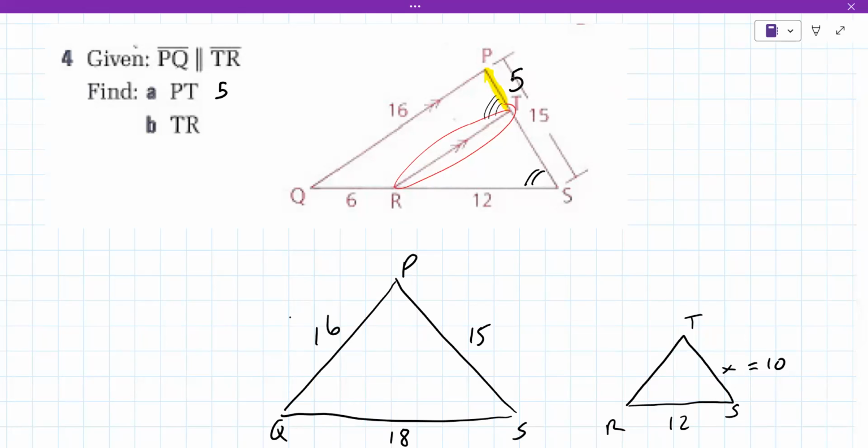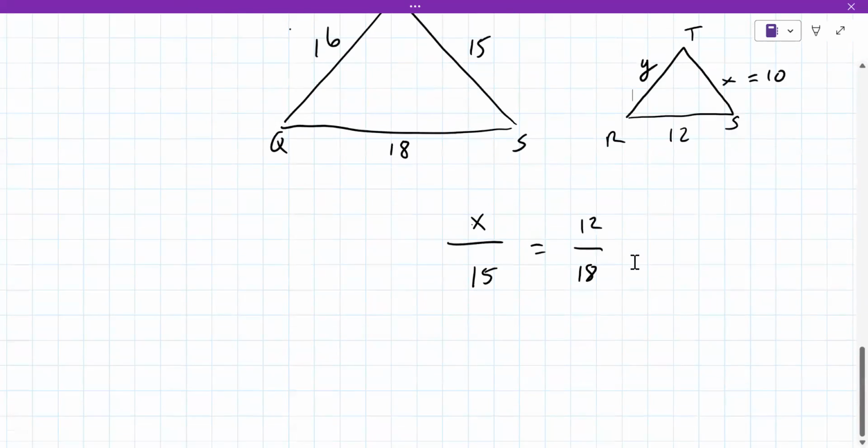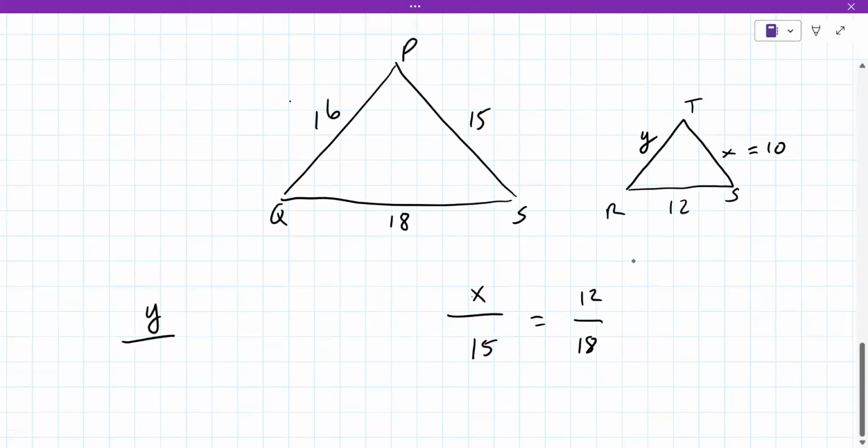Okay, now how do we find TR? TR, that's this one here. Probably in the same kind of fashion, setting up a proportion. So Y over 16 equals, and you have your pick. I'm going to reuse the same ones again. Okay. So go ahead and solve that for us, please.